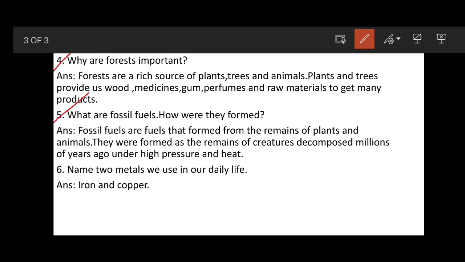Question number 5. What are fossil fuels? How were they formed? The answer is fossil fuels are fuels that formed from the remains of plants and animals. They were formed as the remains of creatures decomposed millions of years ago under high pressure and heat. Question number 6. Name 2 metals we use in our daily life. The answer is iron and copper.